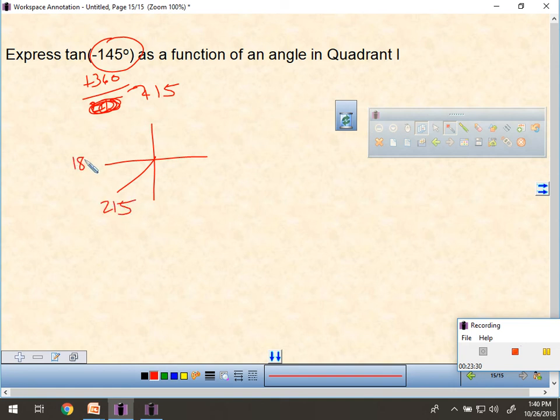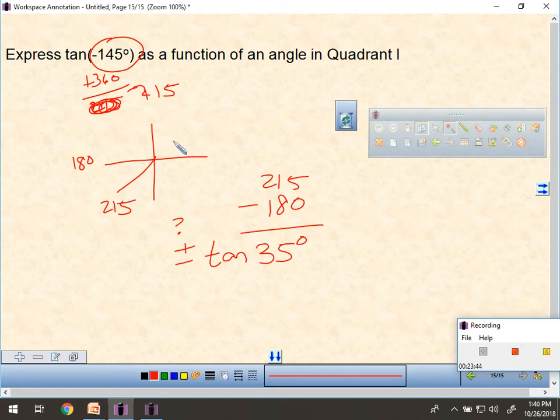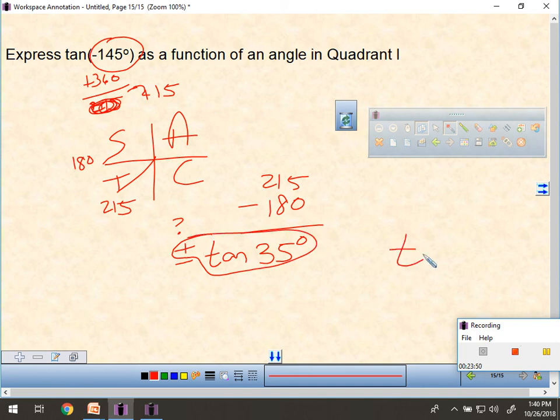So then to find the reference angle, do 215 minus 180, and that gives me a reference angle of 35 degrees. And so I know that my answer is going to be tangent 35. But the question is it positive or negative? We'll do a smart trig class. In quadrant 3, tangent's positive, so I know that my answer would have to be positive tangent of 35 degrees. And that will be my answer for that problem right there for number 15.